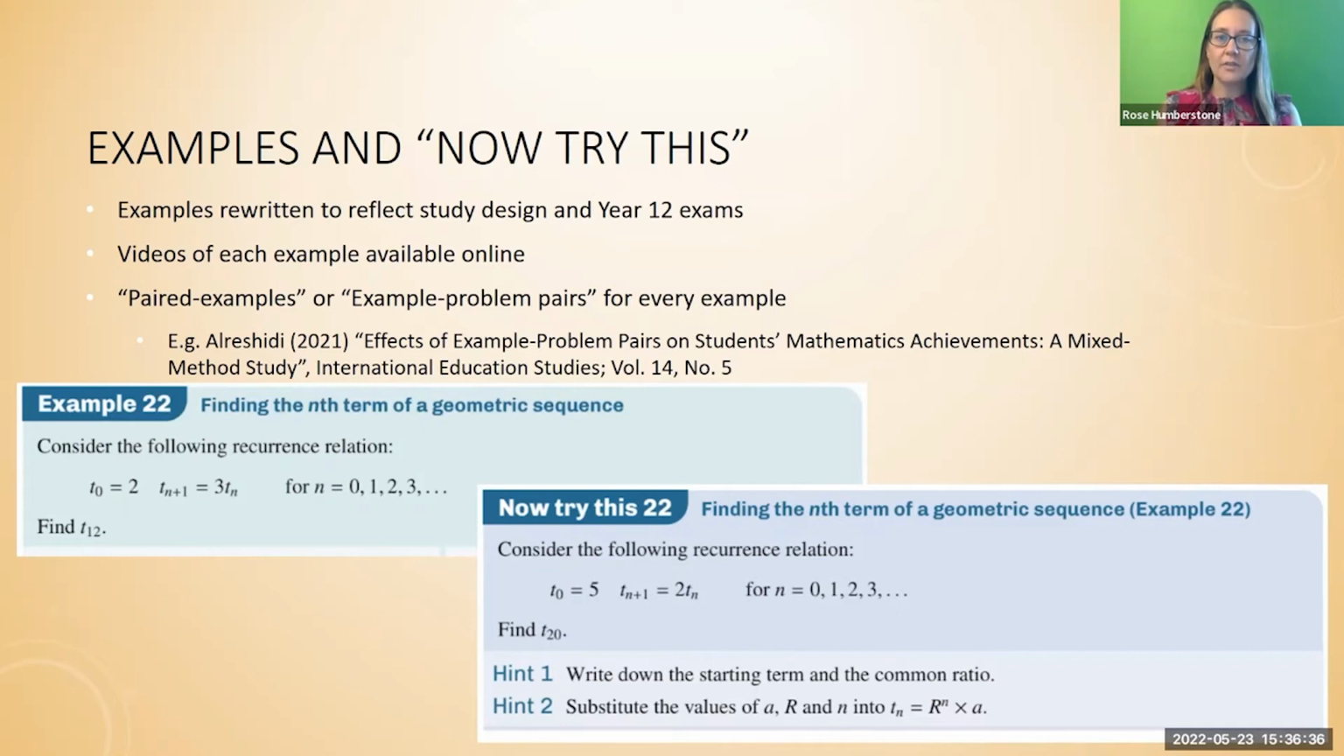The educational evidence on this method has shown that students perform better when they have example problem pairs rather than the more traditional method of presenting examples and then after the explicit period of teaching, students then going off and doing some work. This is a good way of consolidating, especially among your weaker students in your general maths classes.